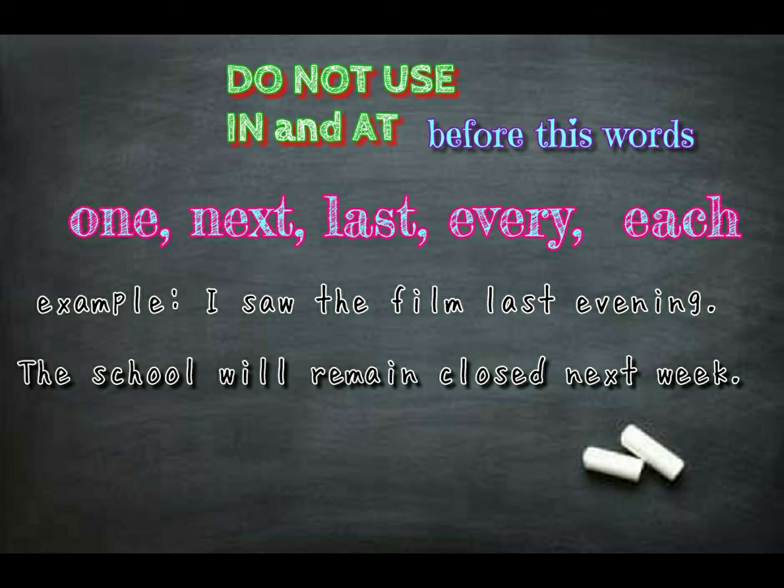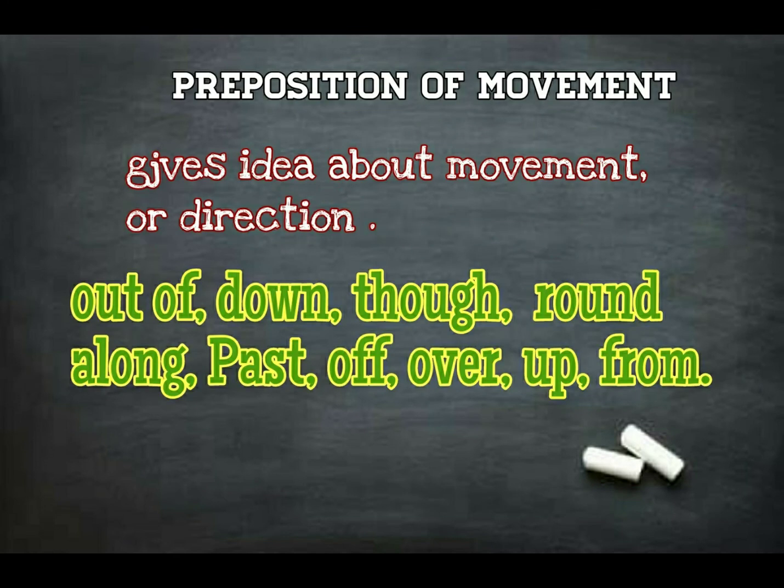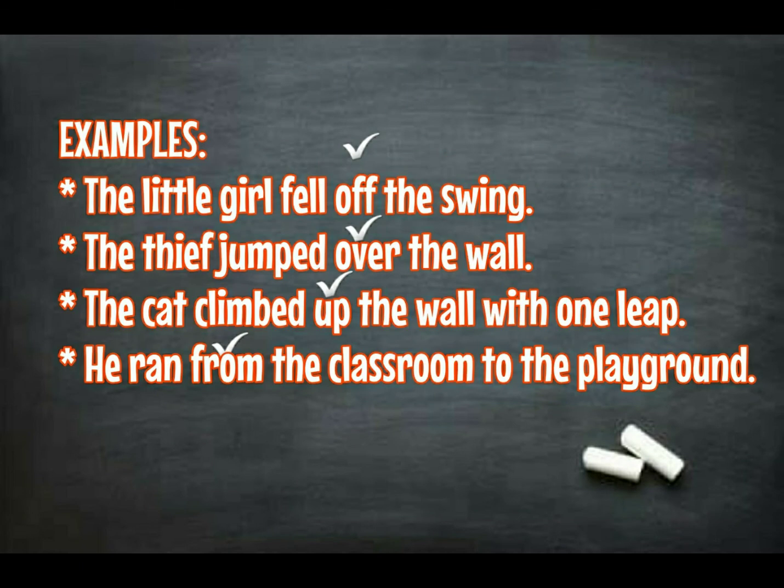Now let us look at the next preposition, that is the preposition of movement. We already are familiar with what the meaning of movement is. So it gives us information about movement or direction, and some of the words which give us an idea about movement are out of, down, round, along, past, off, over, up, from. Some of the examples given to supplement those words are as follows.